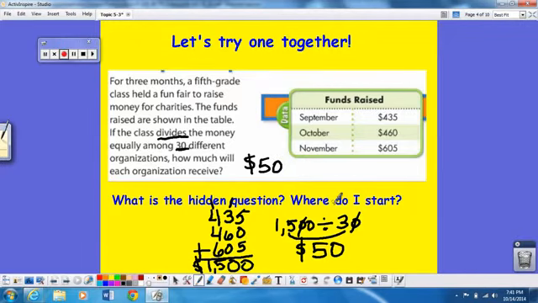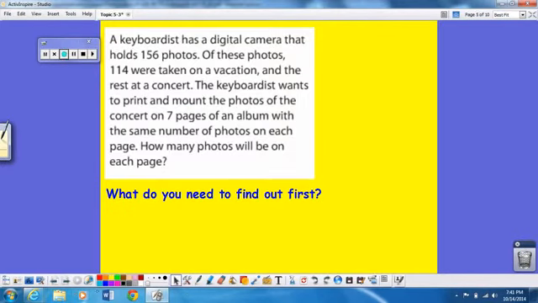Notice here again, we had to do a hidden question. It didn't ask us to add up the funds raised. But in order to divide these funds between 30 different organizations, we had to. We had to add up and see how much we had before we could get the answer. Okay, let's look at this one.